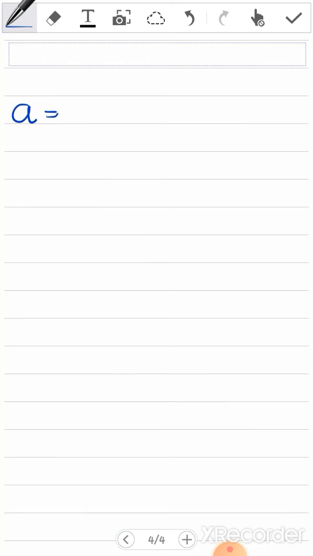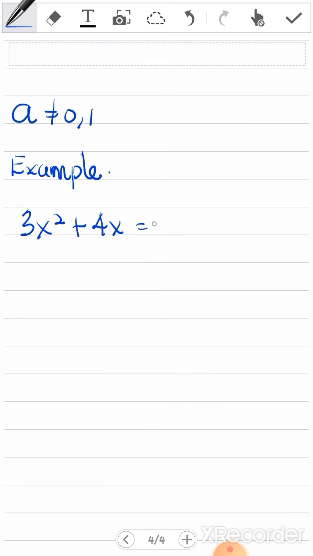Now, when a is not equal to 0 or 1, I'm going to give an example. My example is 3x squared plus 4x is equal to 15. We bring the 15 to this side so that everything is equal to 0. So we get 3x squared plus 4x minus 15 is equal to 0.